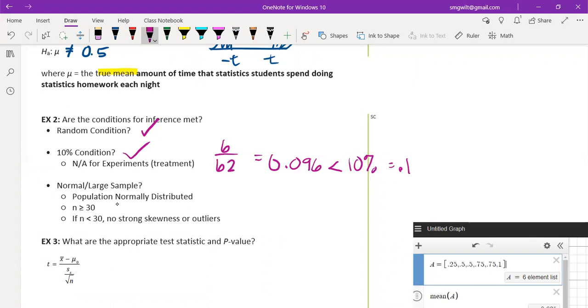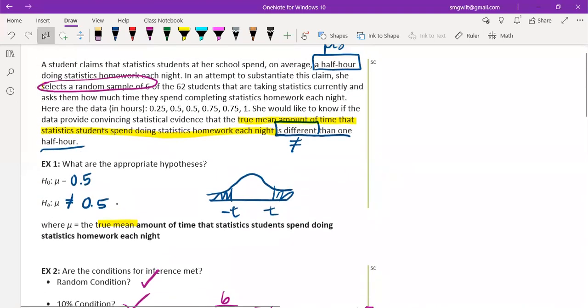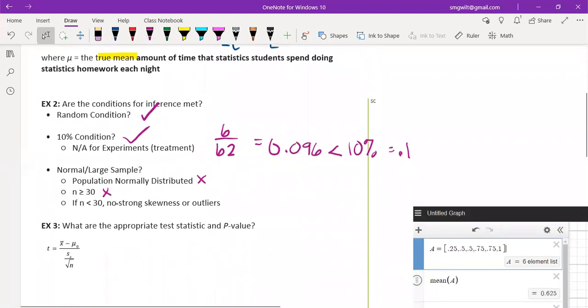The last condition is whether it's normally distributed as the population, which it doesn't say there. The sample size is not greater than or equal to 30. It's only 6. And if it's not greater than 30, we're checking for skewness or outliers. If we look at our data, 0.25, 0.5, 0.5, 0.75, 0.75, 1, that's pretty well distributed. There's a bulk in the middle. It looks fairly symmetric. Everything's 0.25 apart with a little bit extra in the middle. So that is going to pass that condition. So we are able to use a t-distribution.